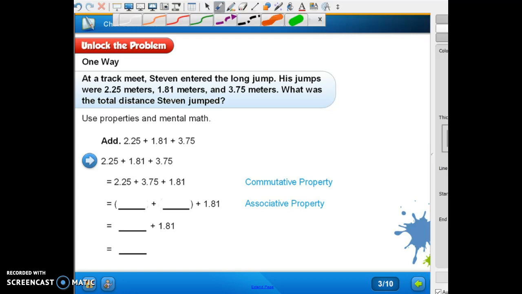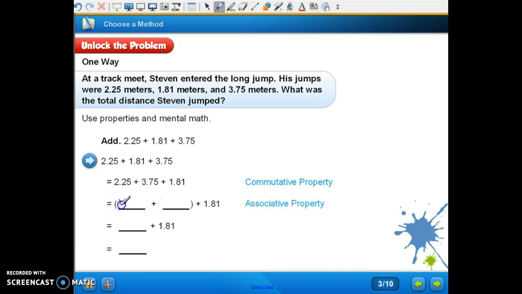Okay, so we use the commutative property to switch a couple of our numbers around. Now we're going to put some parentheses in so we know what to add first. That will make it easier for us. So we're going to take our 2 25/100, sorry, that's really messy. Let's try that again. 2 25/100 and add 3 75/100. Okay, so we're going to go ahead and add our 2 25/100 and 3 75/100.